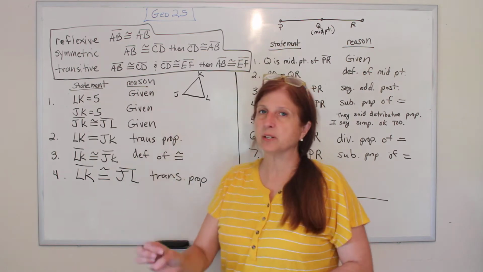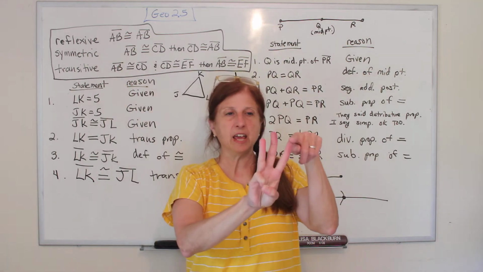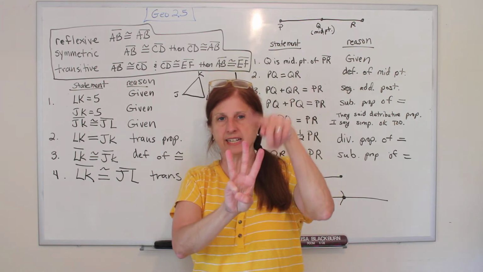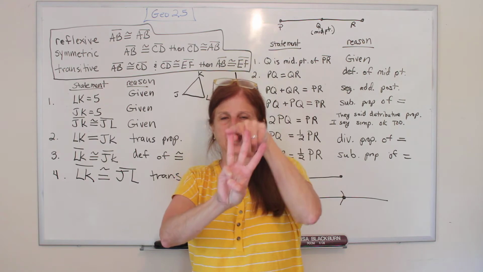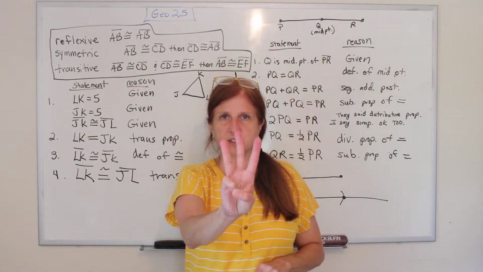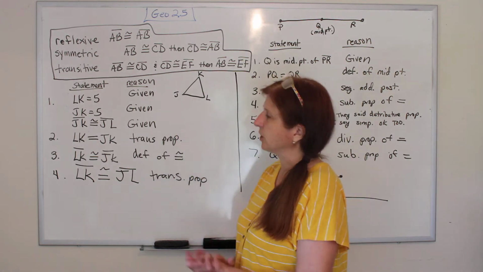Okay? The next one is transitive. And transitive is if AB is congruent to CD and CD is congruent to EF, then AB is congruent to EF. Transitive property. All right? So that's just a review of that. And now I'm going to show you a proof.